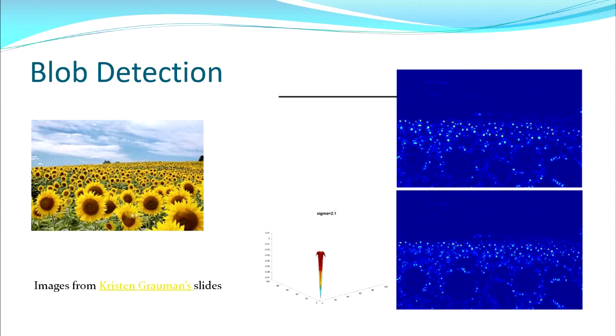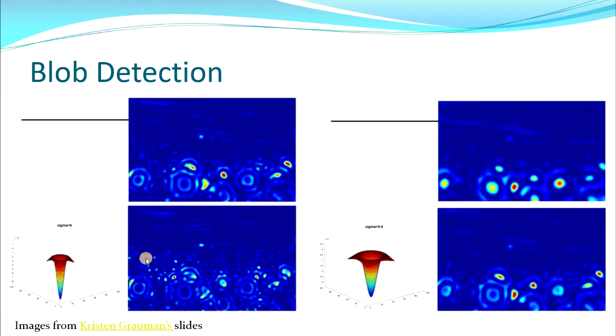So you can see over here that you can now detect these small sunflowers. You can see these maximas. The light blue is a bigger value, and this dark blue is a low value. So you can see this particular output. Now suppose I increase the size of the Laplacian.